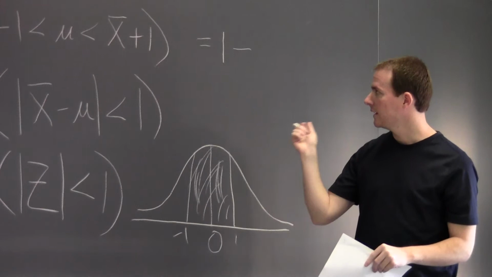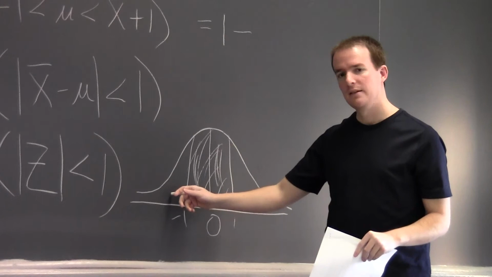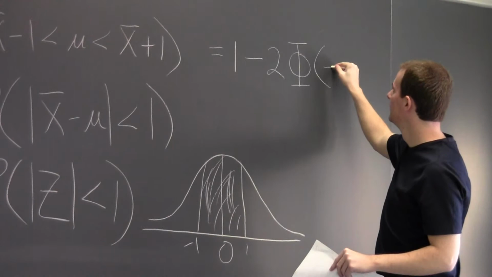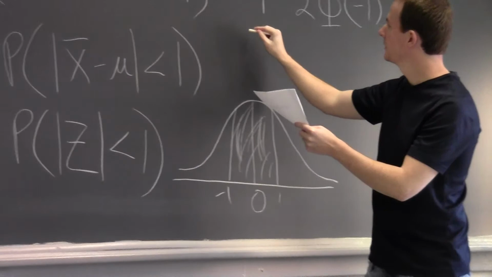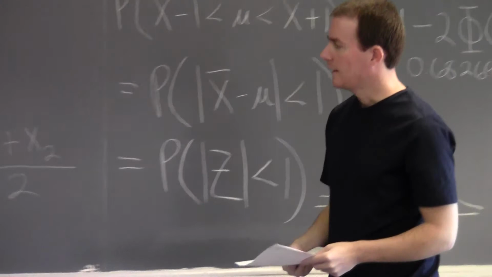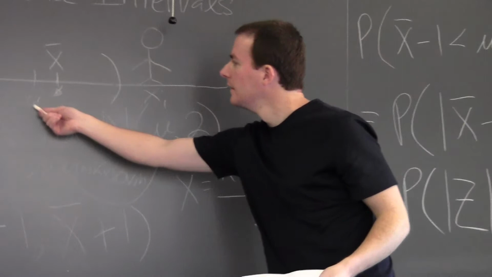Now, the area to the left of negative 1 is exactly the same as the area to the right of 1 by symmetry. So this would be 1 minus 2 times phi of negative 1. Phi means the standard normal distribution function. And that works out to be 0.68269. So there's about a 68% chance that the interval of length 2 will catch this landmark by looking at these two runners' locations at time t.